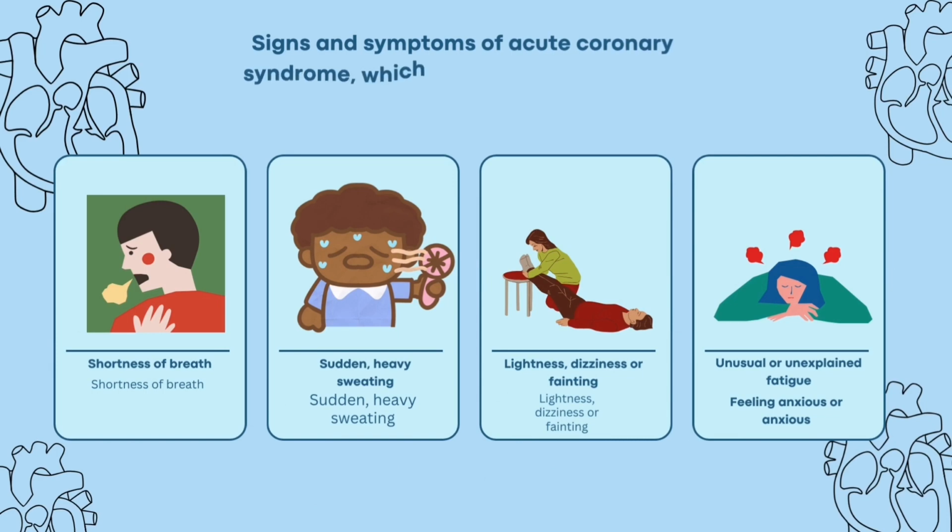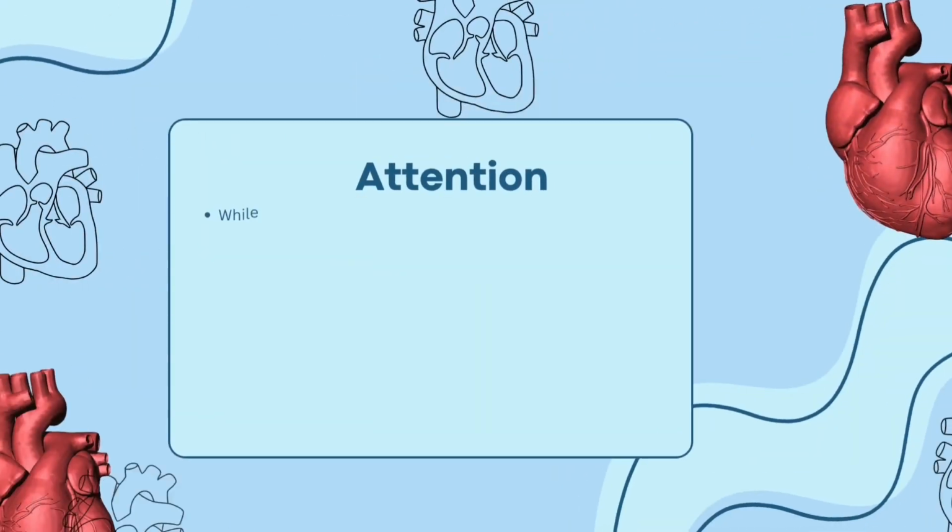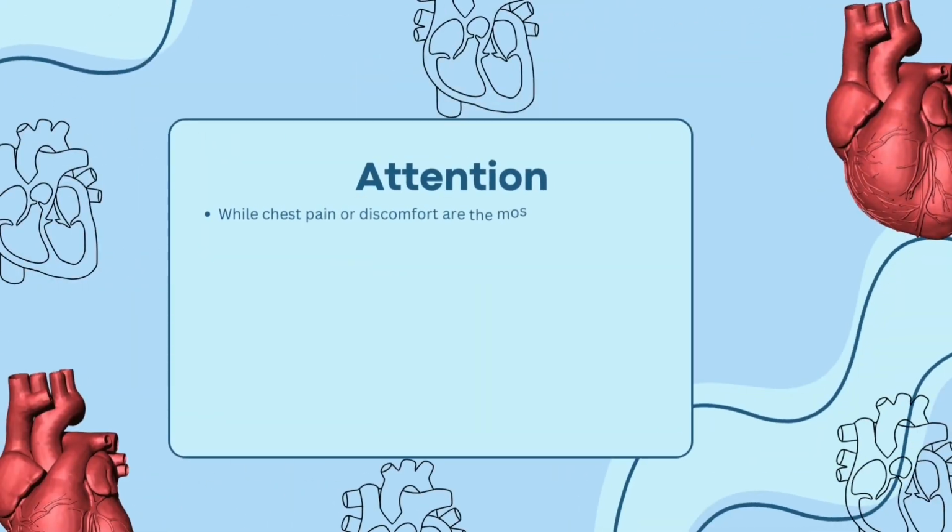And we are continuing. Signs and symptoms of acute coronary syndrome, which usually begin suddenly, include the following. Shortness of breath is also a symptom of acute coronary syndrome. Sudden heavy sweating, and also lightheadedness, dizziness, or fainting. And maybe this patient can start cardiac shock or unconsciousness, and also tiredness.